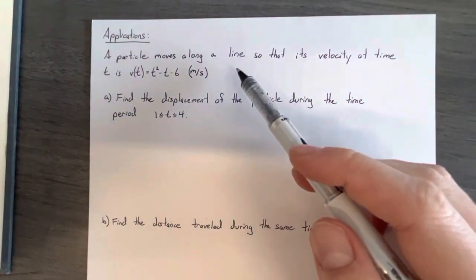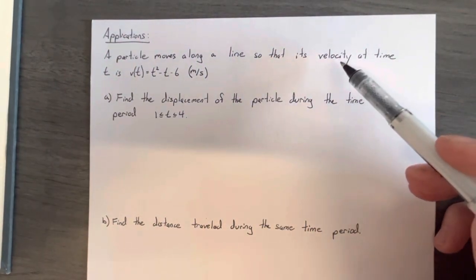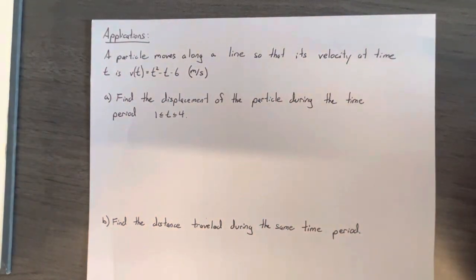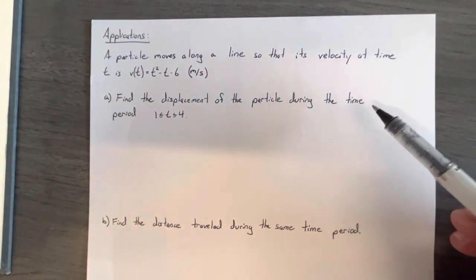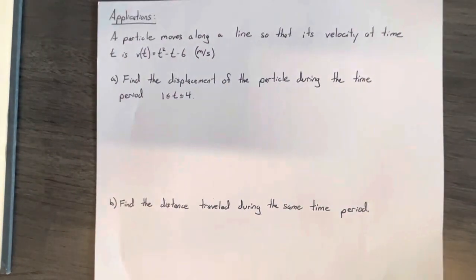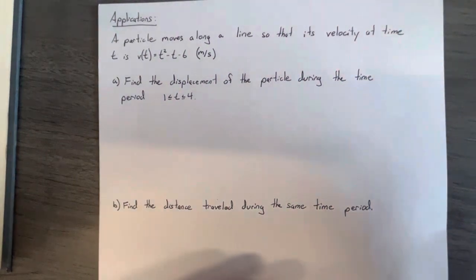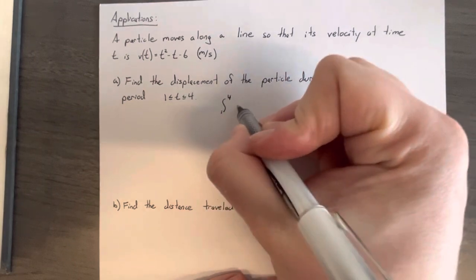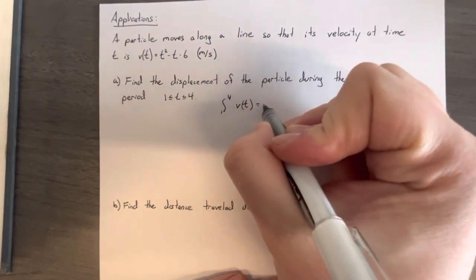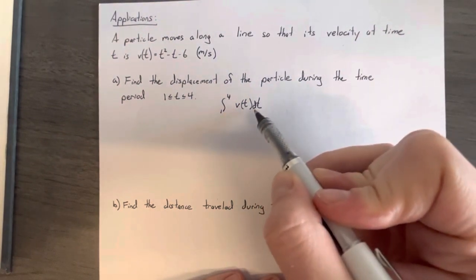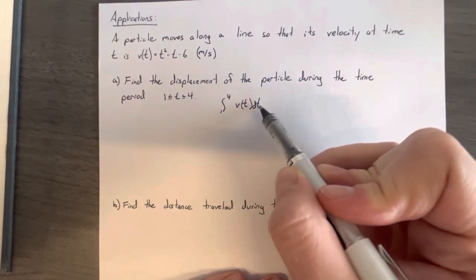So of course it's going to be some particle moving across a line, so that its velocity is given by this equation in meters per second. It says find the displacement of the particle during this time period from 1 to 4. Displacement is super easy to find. If we're doing displacement of any particle, all it is you take it over its range. So we're integrating from 1 to 4 the velocity function, and then I put dt at the end, sorry.